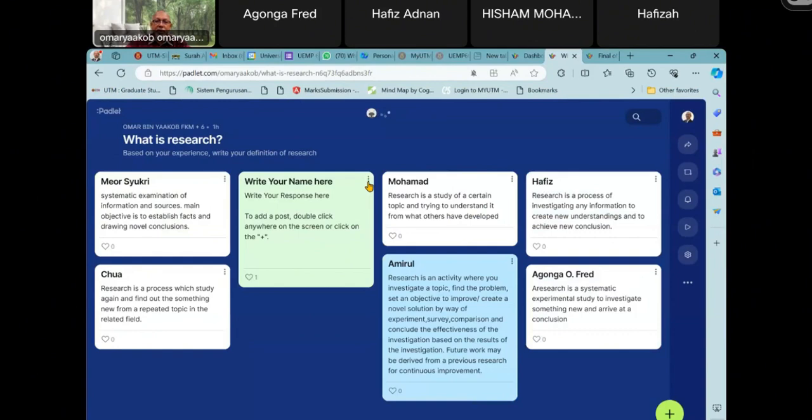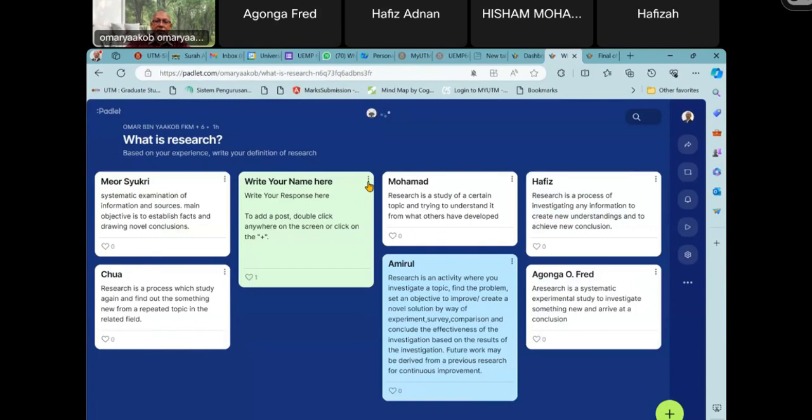Research is a systematic process which studies again. Okay, it's a systematic process which studies again. I'm not sure what we study again. Find out something from the new repeated topic to achieve the novelty of knowledge in the related field. So there are certain elements here that you see for each one.